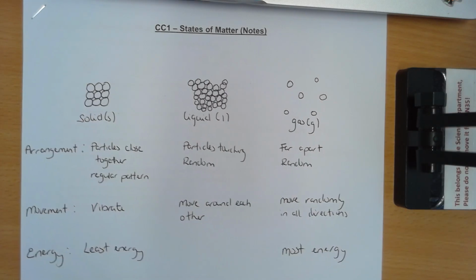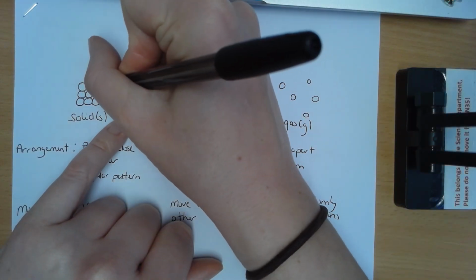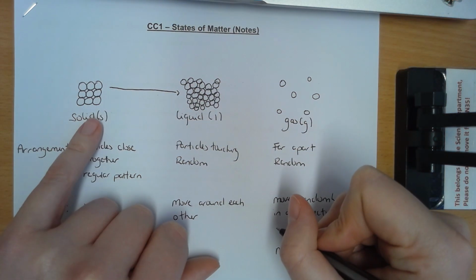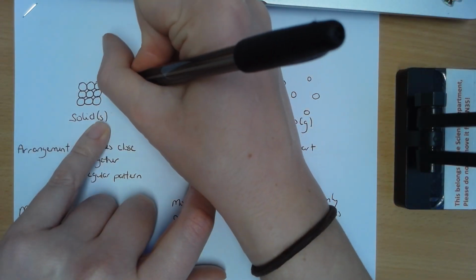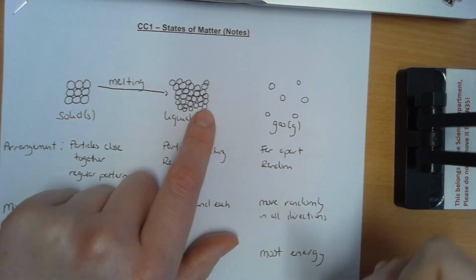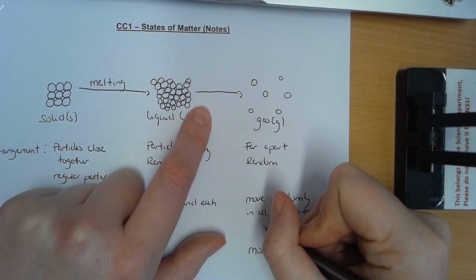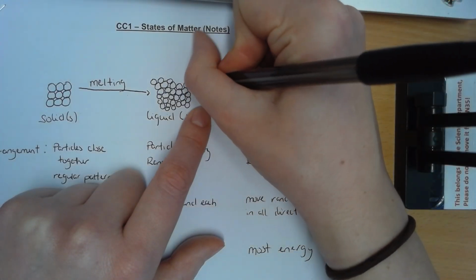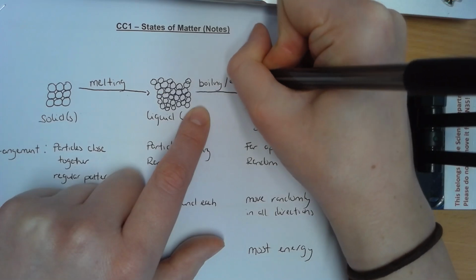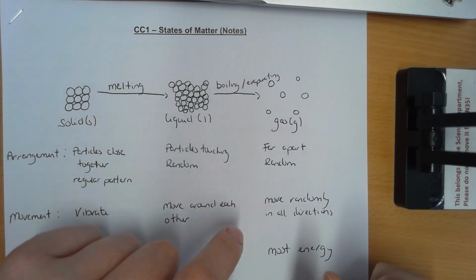So how to move between each different state of matter. If I want to go from a solid to a liquid, and always just think about water, to go from ice to liquid water, what do you do? You melt. So that's melting. To go from a liquid to a gas, if you wanted to go from water to steam, what would you do? You would boil it. So you can write boiling, or you can write evaporating. Either of those will typically be acceptable, boiling and evaporating.